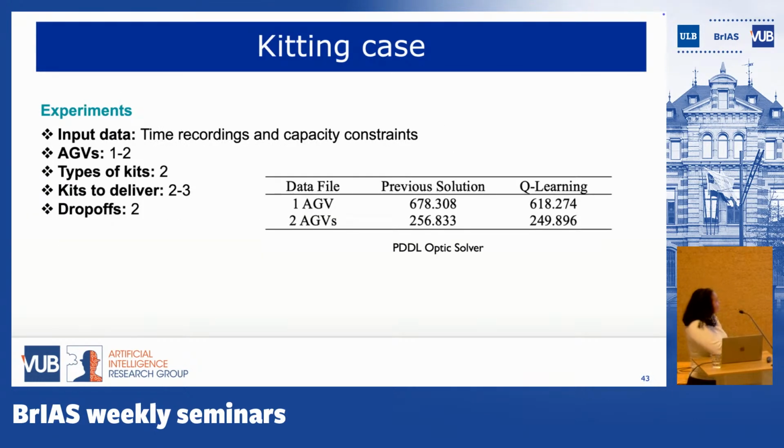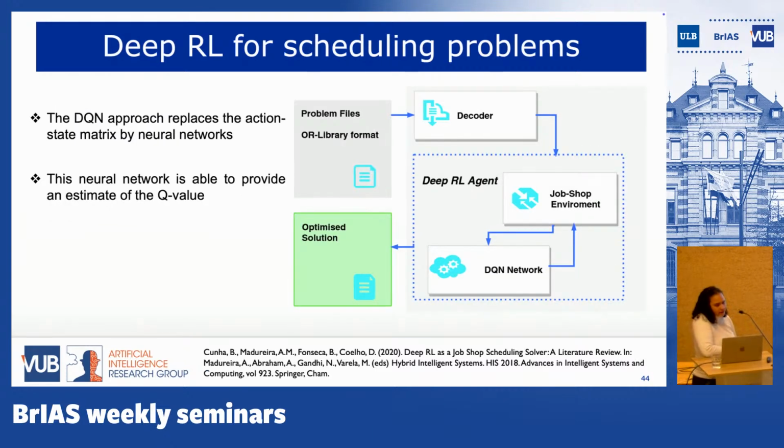The results for this so far is that the previous solution was using the PDDL, so the OPTIC solver was able to obtain solutions for 1 AGV and 2 AGVs. We already have solutions for 6. And here, the algorithm is also able to obtain good results. We are also analyzing how to integrate, for the cases where it's needed, the idea of having deep reinforcement learning for scheduling problems using this DQN approach.